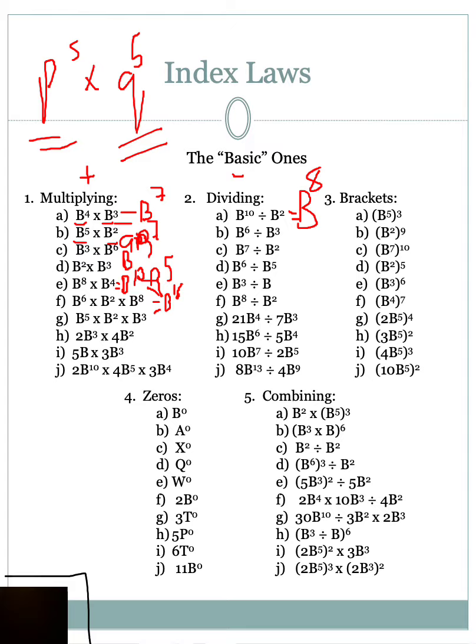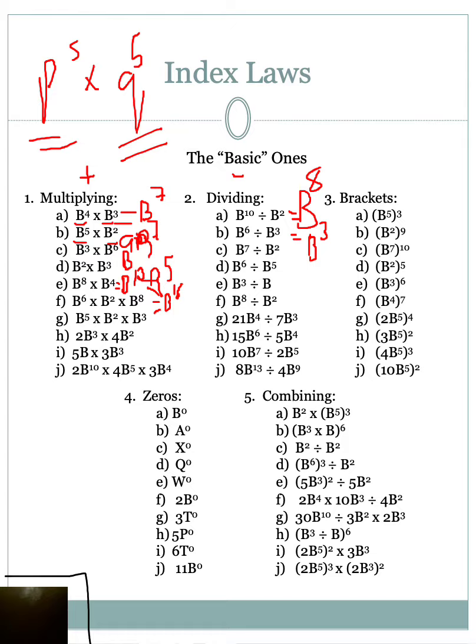B to the power of 6 divided by b to the power of 3 is going to be b to the power of 3. Okay, part C is going to be b to the power of 5. 7 take away 2 is b to the power of 5. For question D, 6 take away 5 is b, or just b to the power of 1.